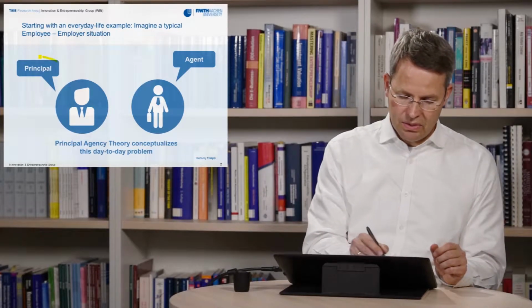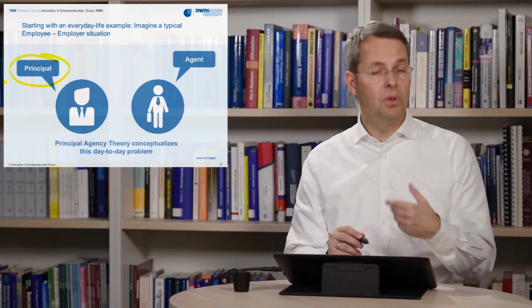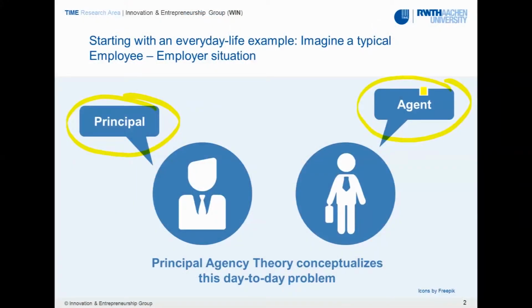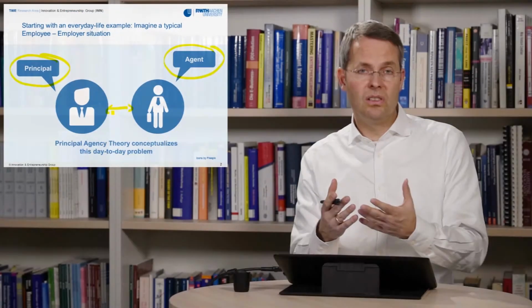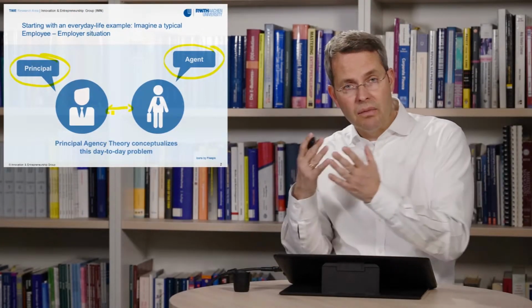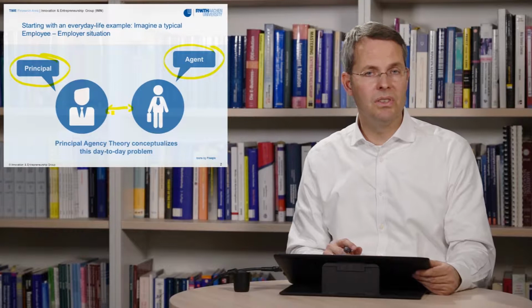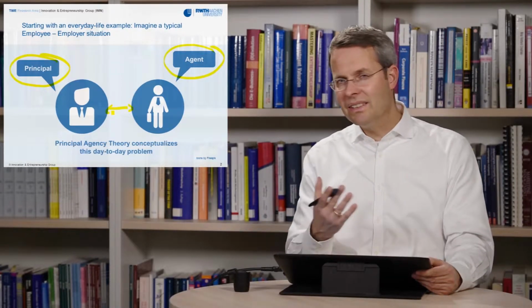We have a principal, and that can be an employer, for example, and an agent, who is the employee in our example, and they have something like a work contract, which basically puts them together. The principal wants the agent, the employee, to really work for him, and on the other hand, the employee wants the employer to really provide the work conditions he was talking about in the job interview. And always questions come up.